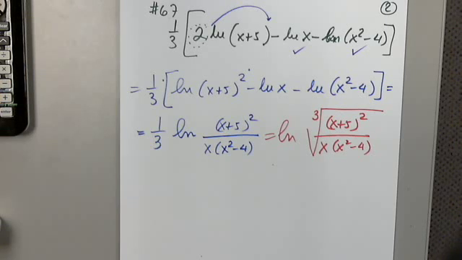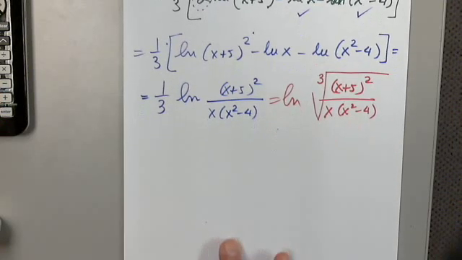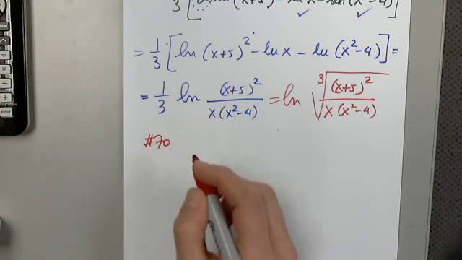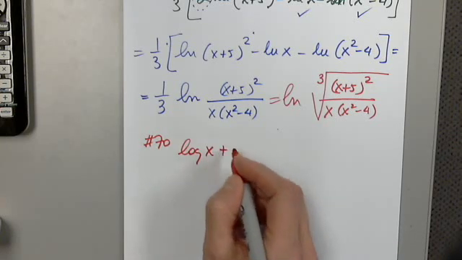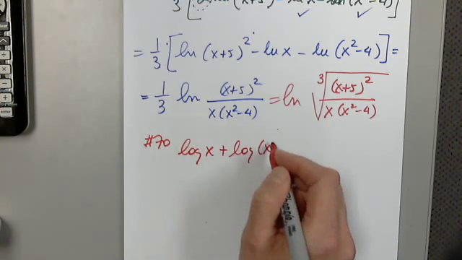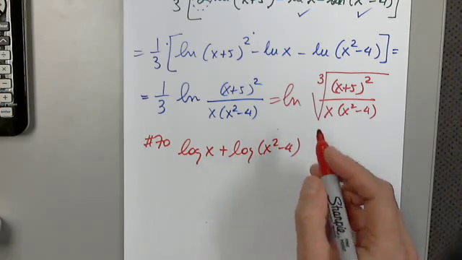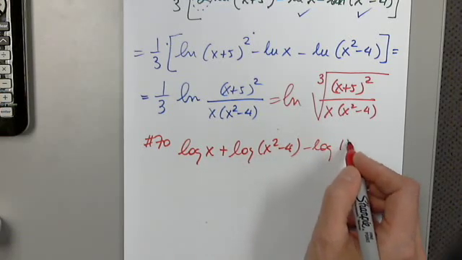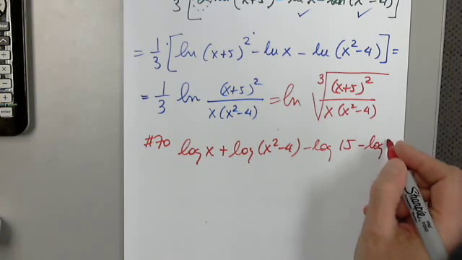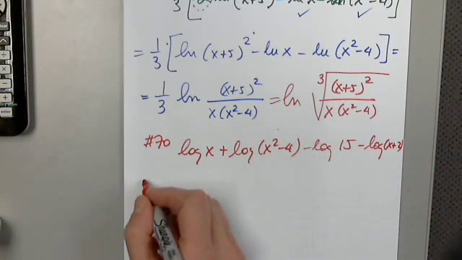Okay, let's do another. Is that okay? Very good. So let's choose another. Okay, let's take a look at 70. Log x plus log x squared minus 4 minus log 15 minus log x plus 2.